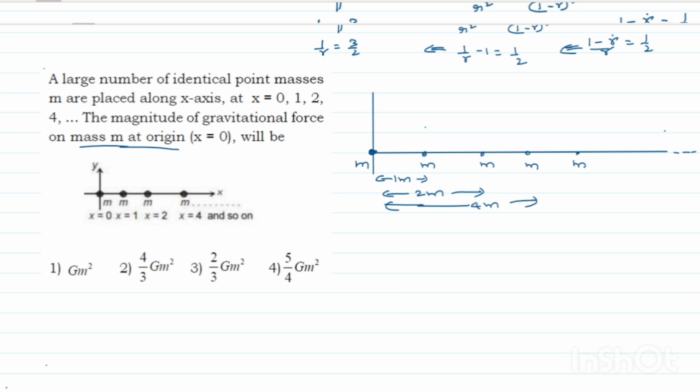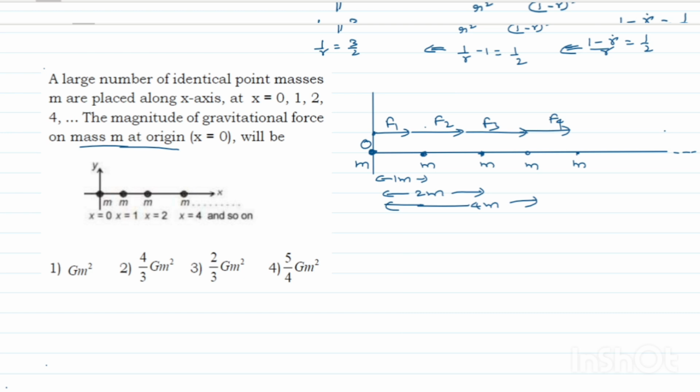Now the gravitational force on the mass kept at the origin is what they are asking. So here this mass can be attracted by the second mass along this direction. Let us take this as F1. This mass will be attracted by this one along this direction, and again the origin mass will be attracted by this one along this direction, getting F3. And this mass also will be attracted by this one along this direction.